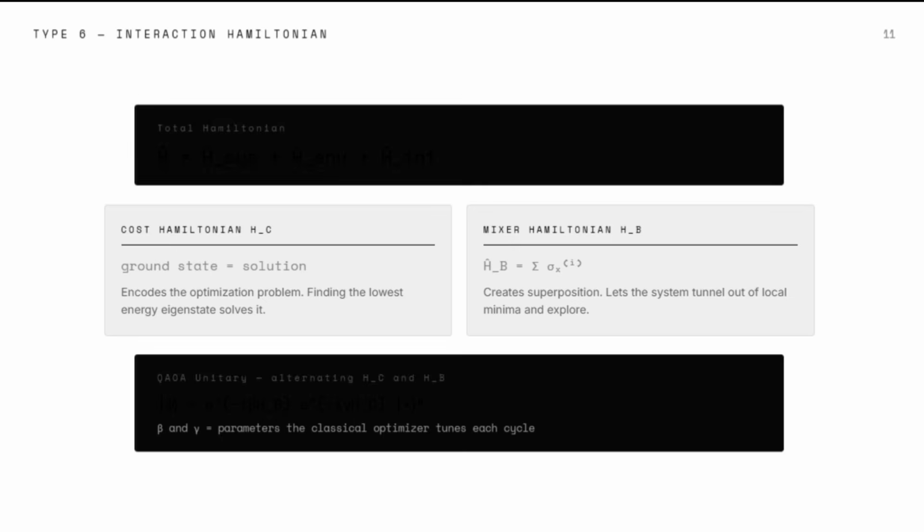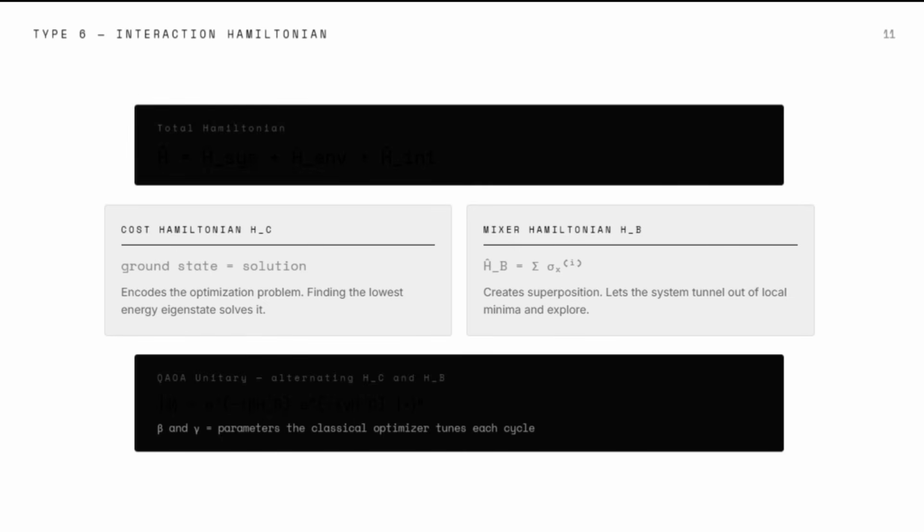Now, everything we've built directly connects to quantum computing. The Hamiltonian plays two distinct roles. Role 1 is the problem Hamiltonian, also called the cost Hamiltonian. In algorithms like QAOA, which we discussed in our previous video, you encode the optimization problem you want to solve directly into a Hamiltonian. The structure is deliberate. You design H_C so that its ground state, its lowest energy eigenstate, is the solution to your problem. Finding the ground state is solving the problem. The quantum computer's job is to find it.